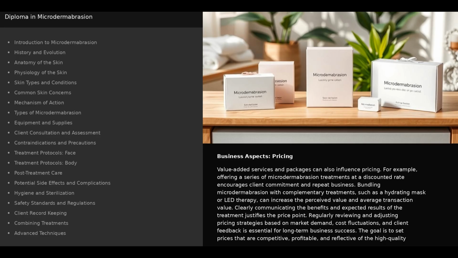Regularly reviewing and adjusting pricing strategies based on market demand, cost fluctuations, and client feedback is essential for long-term business success. The goal is to set prices that are competitive, profitable, and reflective of the high-quality service provided.